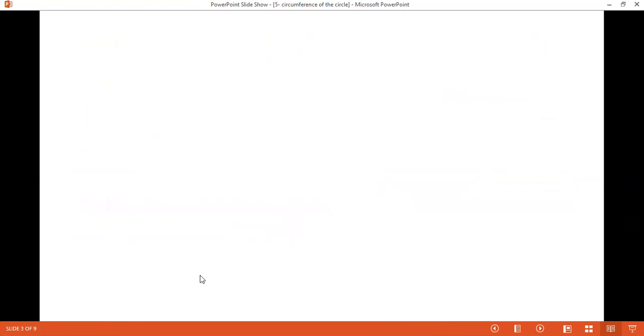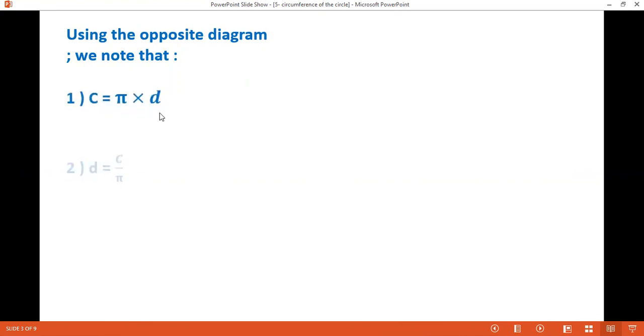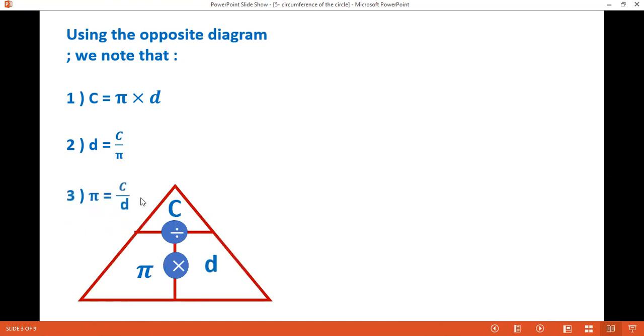Okay, so when I want to find using the opposite diagram, we know that when I want the circumference, it's pi multiplied by d. Circumference equals pi multiplied by d. And if I want the d, the diameter, I will put circumference over pi. And if I want the pi, circumference over d. So this is our magic triangle.